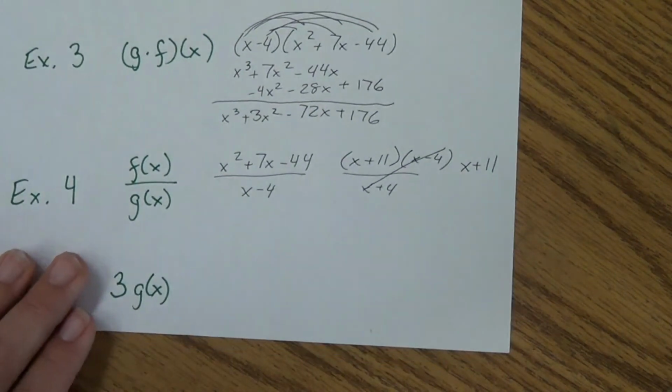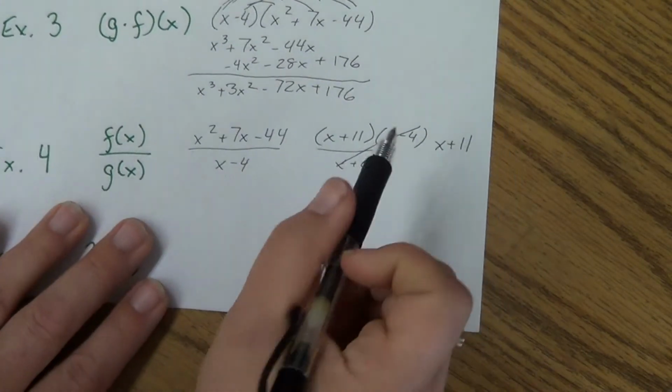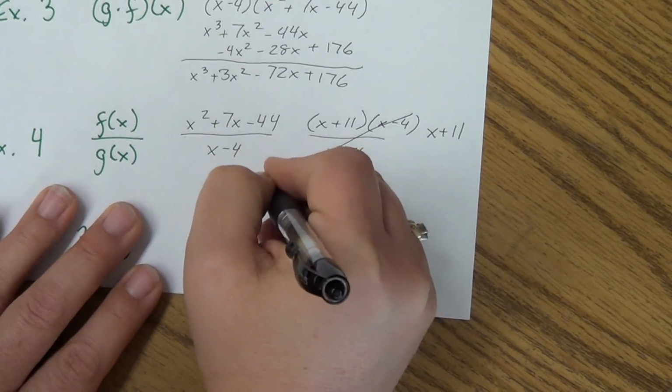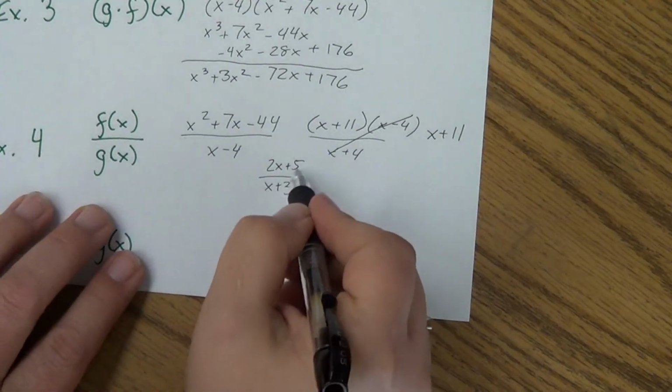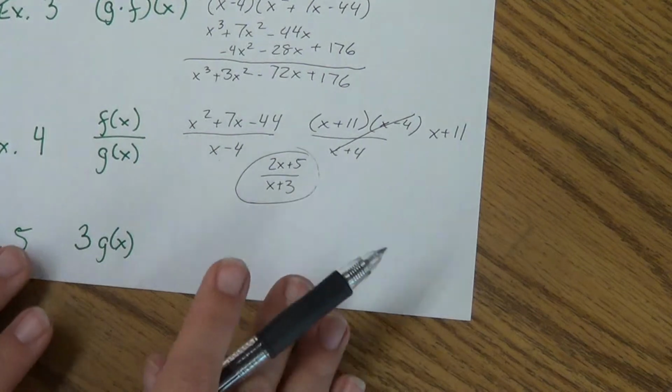Sometimes with division, you'll get crazy things that you can't divide. So for example, let's pretend that g of x was 2x plus 5 and f of x was x plus 3. You can't divide those, so that would just be the best that you could do right there. Okay, so sometimes it just won't work out for you.